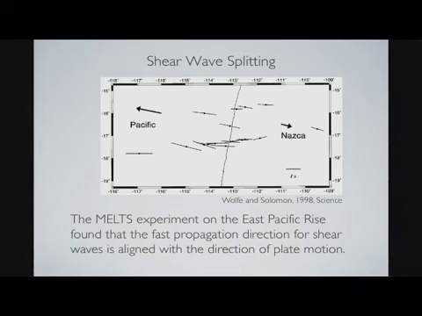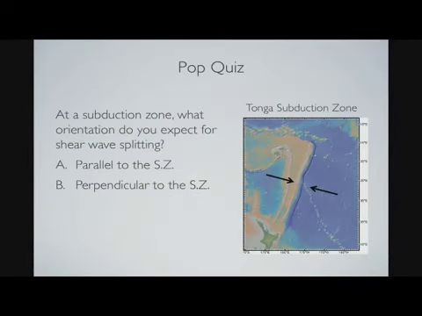So you've all had coffee. Pop quiz. At a subduction zone, an example being here the Tonga subduction zone, where you have two plates converging, what would you expect to be the orientation of your seismically fast axis of the shear wave splitting? Do you expect it to be parallel to the subduction zone or perpendicular to the subduction zone? So raise your hand if you would expect it to be parallel to the subduction.